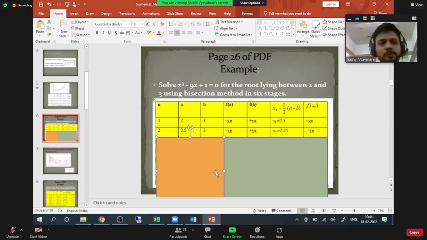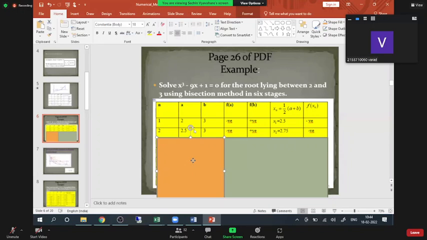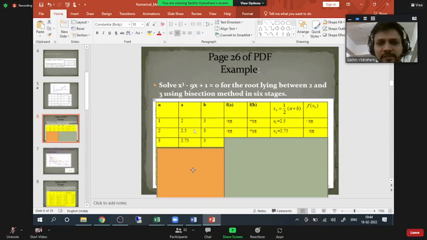What is the next interval where the root is there? What will be the next interval? I'm not getting any answer. 2.75 to 3. Correct. So you should give the quick answer, no? Correct. Very good.